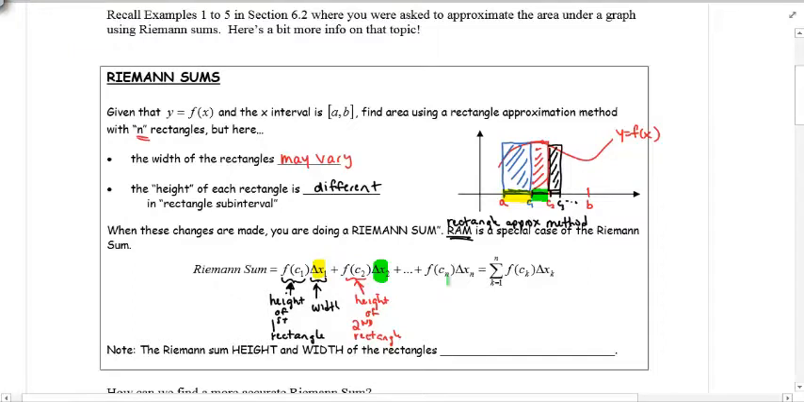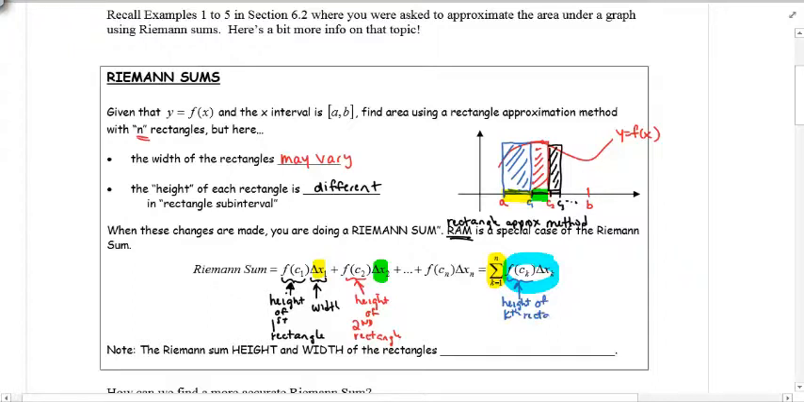Now I hope you've seen this notation before, because writing that long sum of things is tedious, but you can simplify it by saying the sum of k equals 1 to n. So you're adding up all of the values of k, starting with 1, then 2, then 3, then 4, all the way to n. And the representation of what you're summing is just this part here. It's f of c sub k, so that's the height of what I call the kth rectangle.